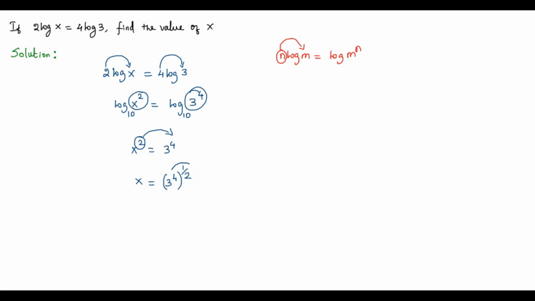Now what we can do is multiply these two exponents. So x is equal to 3 to the power of 4 times 1/2. So 2 goes into 2 one time, 2 goes into 4 two times. So we get x is equal to 3 square, and the value of 3 square is nothing but 9. So now we have solved for x, that is the value of x is 9.